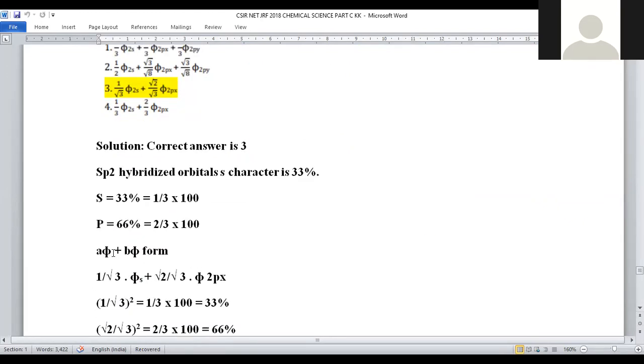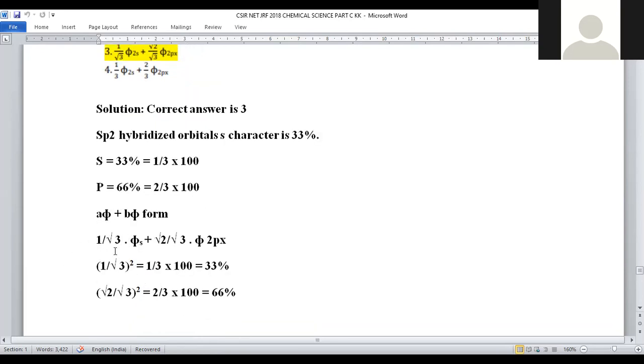Okay, the equation is in the form of a psi plus b psi. So whenever s orbital contribution is considered, 1 by under root 3 psi 2s will be taken, plus under root 2 by under root 3 psi 2px for the p orbital contribution. This is for the p orbital, right? So when we take sp2 hybridization, 1 s orbital combines with 2 p orbitals, the entire orbitals are 3, s contribution will be 33, p contribution will be 66%, right?